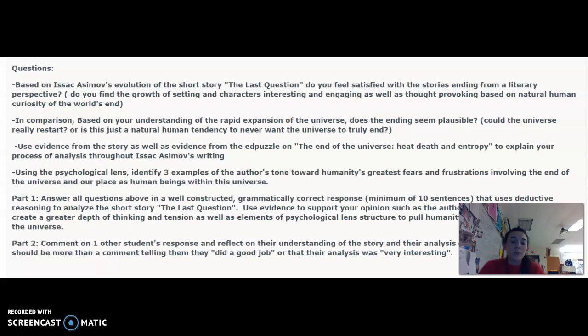After you've completed your initial post, you're going to comment on one other student's response and reflect on their understanding of the story and their analysis of the story's ending. This should be more than a comment telling them that they did a good job or that their analysis is very interesting. Remember, we are dealing with some questions that are very difficult and there are no perfectly correct answers at this time. This is still extremely new territory, even though this story itself is not all that modern.